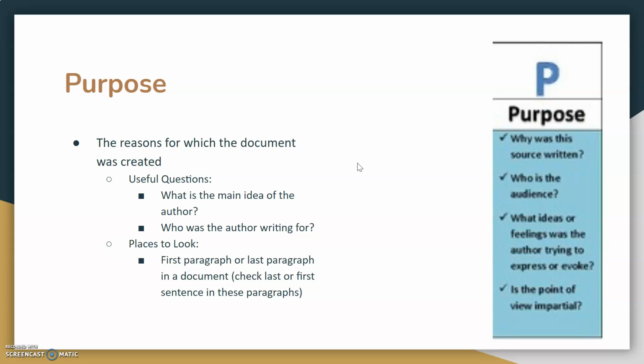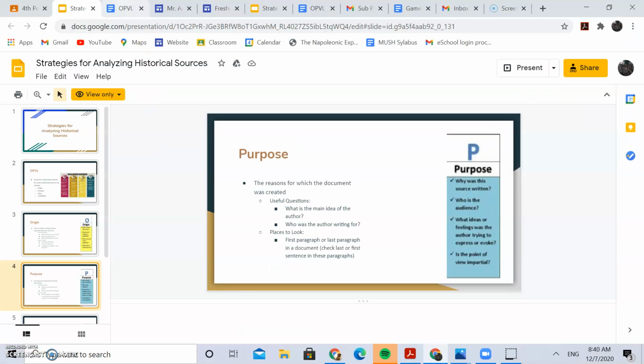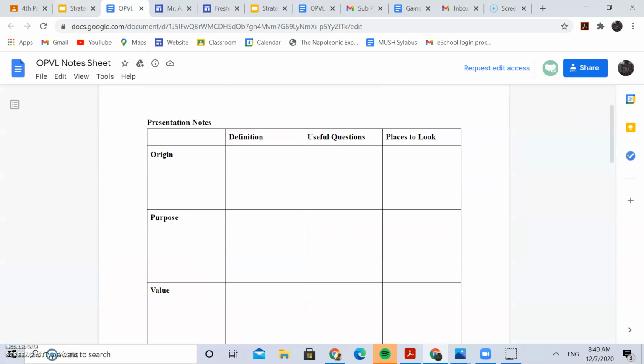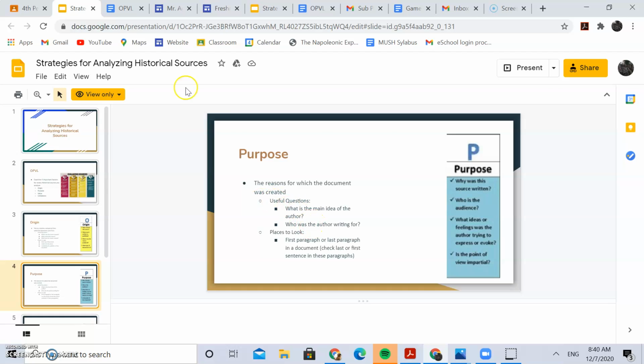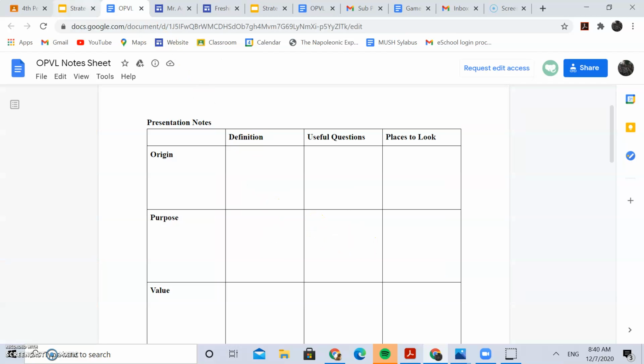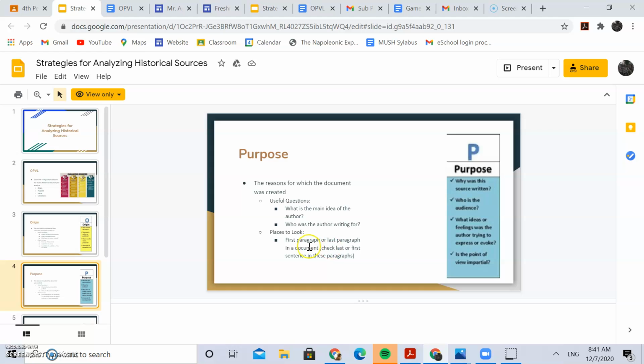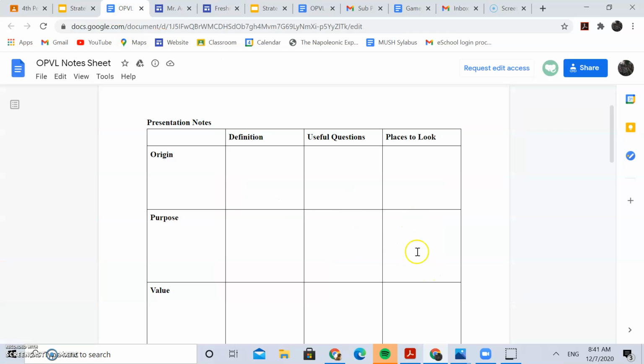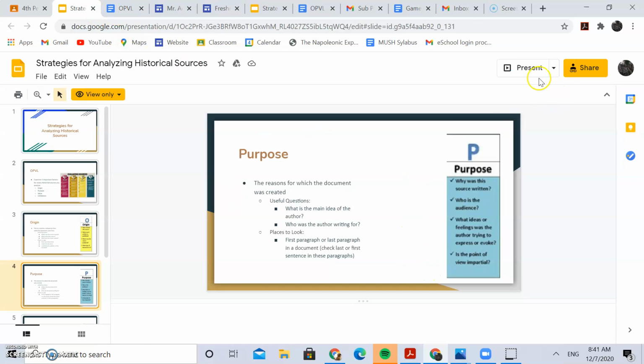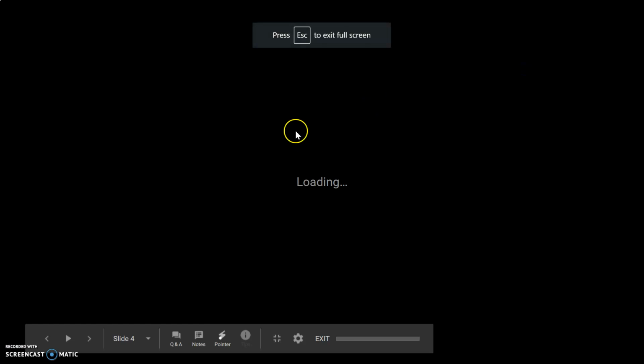Okay, purpose. So the reason for which the document was created, that's the definition. So again, you're going to write the definition for purpose right here. You're going to write the useful questions for purpose right here. And then you're going to write places to look for purpose right here. Okay, I'll go back to the presentation.